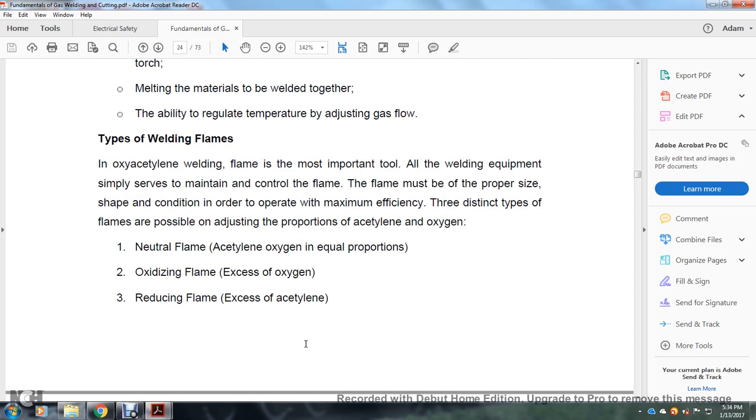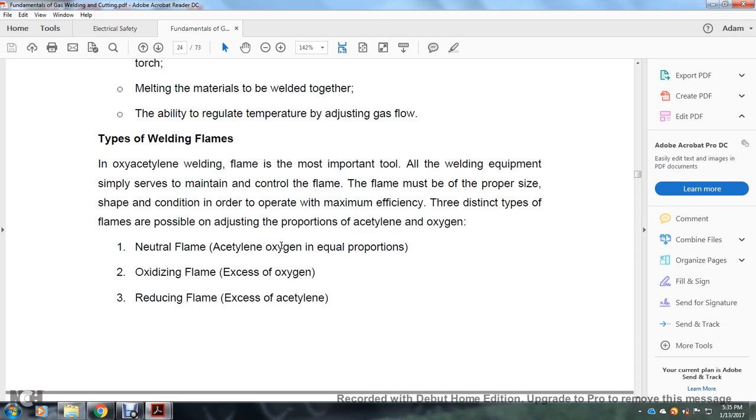Types of welding flames. The acetylene welding flame is the most important tool. The welding equipment simply serves to maintain and control the flame. The flame must be the proper size and shape in order to operate at maximum efficiency. Three distinct types of flames are possible by adjusting the proper proportions of acetylene and oxygen.